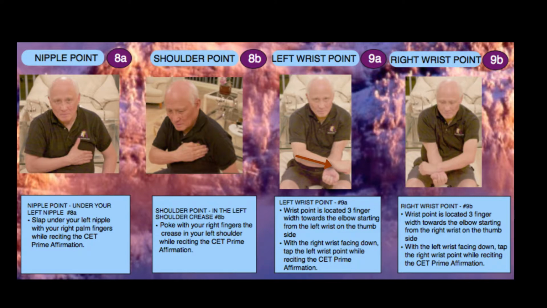The right wrist point 9B is located 3-finger width towards the elbow, starting from the right wrist on the thumb side. With the left wrist facing down, tap the right wrist point while reciting the CET Prime affirmation.